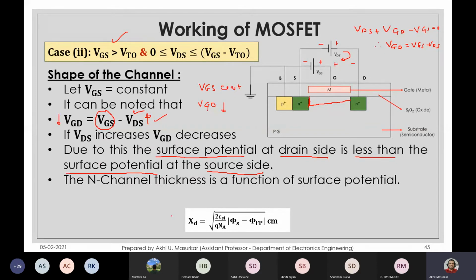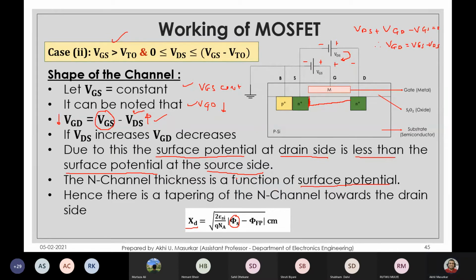So we have already seen the formula for XD, and in this phi S is a function of surface potential. So the surface potential depends upon VGD and VGS. So phi S will depend upon VGS and VGD, and that is why the thickness on the drain side will decrease, and hence there is a tapering of the N channel towards the drain side.